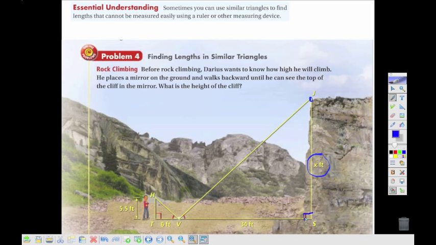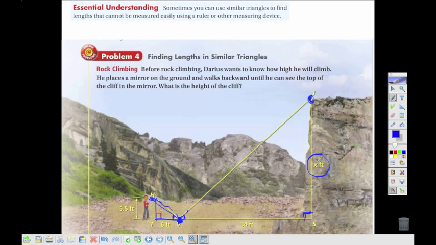Now if this is the height of the cliff and we have a right angle down here, then he can form a similar triangle by sticking a mirror down on the ground. So he's got a mirror that he's looking at. It comes down, it bounces up, and he sees in his mirror the top of the hill. And mirrors are going to always reflect at the same angle. So we end up with similar triangles.